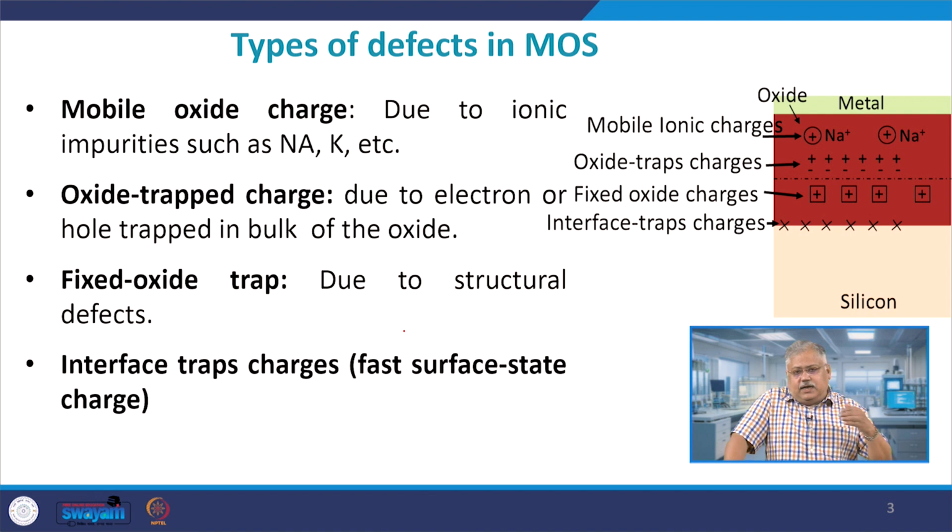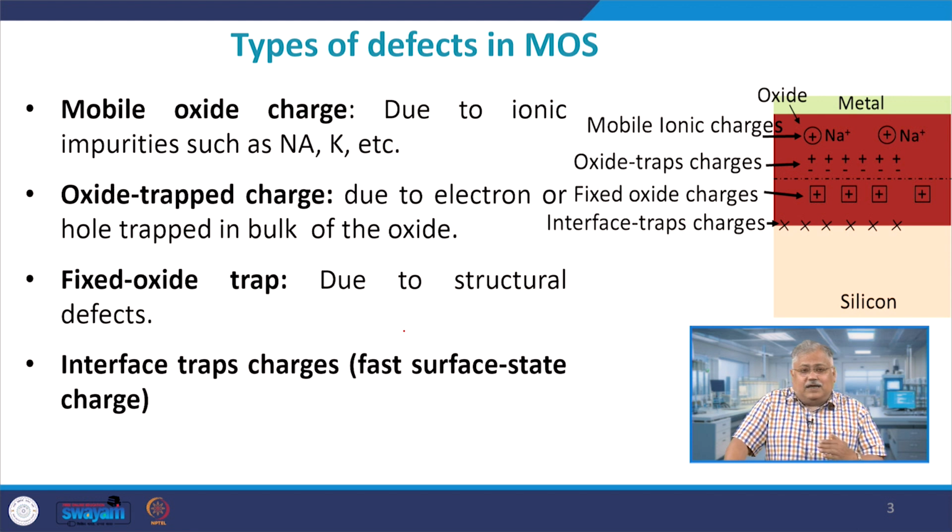When you are doing an oxidation using a wet oxidation methodology, in order to enhance the speed of the oxidation you might use a humid atmosphere or distilled water. There you have impurities like sodium and potassium ions, which are very small ions that can be inserted while you are growing the oxide, and they generate what is known as a mobile oxide charge. Mobile oxide charge primarily means that if you apply a bias, they will actually start moving.